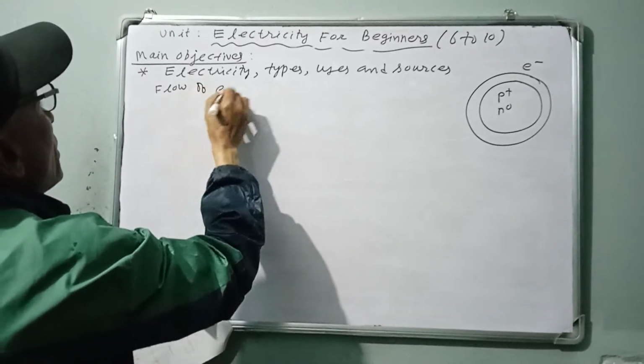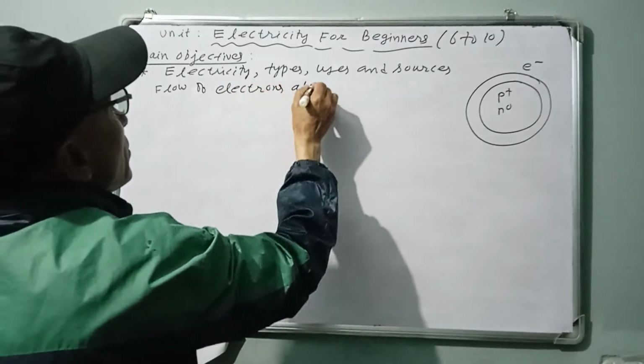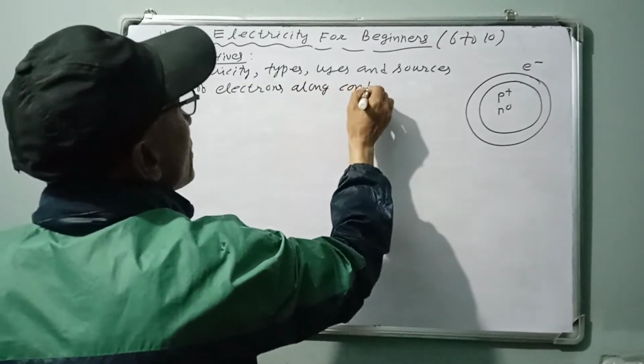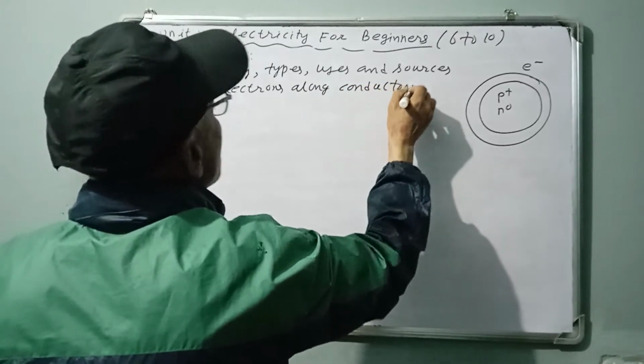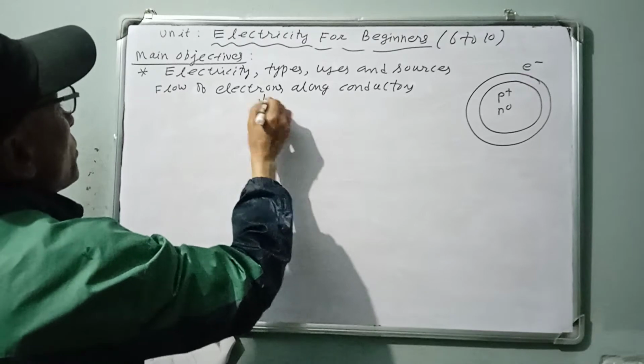Flow of electrons along conductors, that is called electricity. That is the definition of electricity. Types: two types.